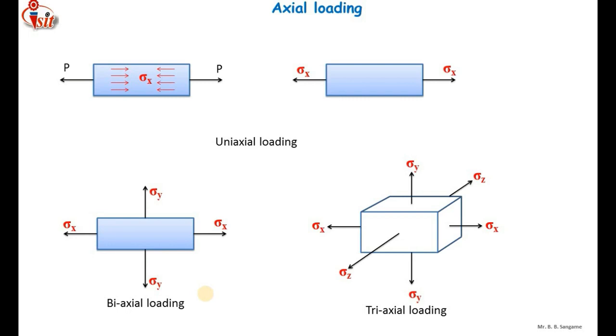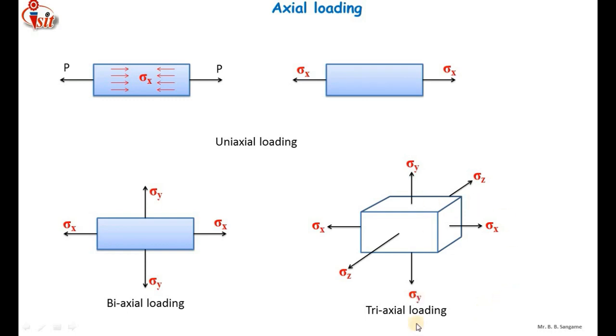While testing the properties of a material, we usually go for tensile testing, where the component is subjected to uniaxial loading. By doing this we get the values of SYT, that is yield strength in tension, and SUT, that is ultimate tensile strength of the material. But in actual practice we cannot predict that the component will only be subjected to uniaxial load. It can be subjected to biaxial loading, and it can be subjected to triaxial loading.